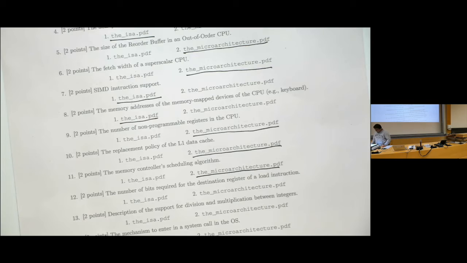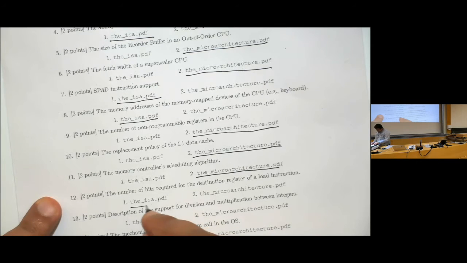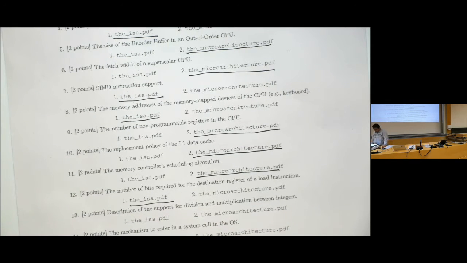The next question is the number of bits required for the destination register of a load instruction. So typically in the instruction set, you would find the width of the source and the destination registers for all the instructions. So that should be available in the isa.pdf. And the next one is pretty easy. Description of support for division and multiplication between registers. If there is support for these two operations, it would be available in the ISA.